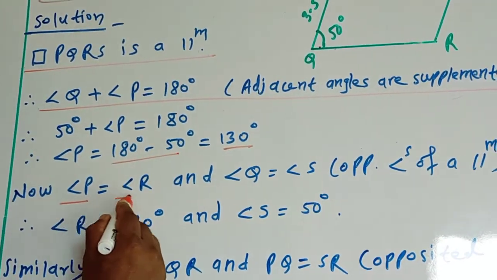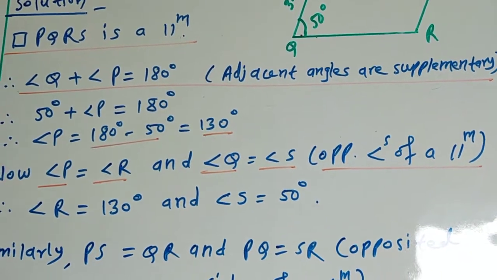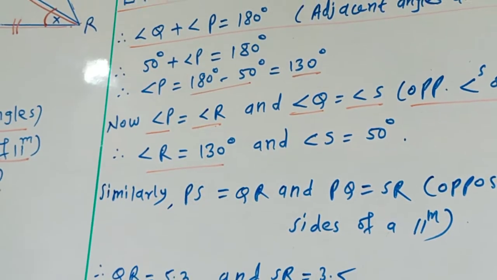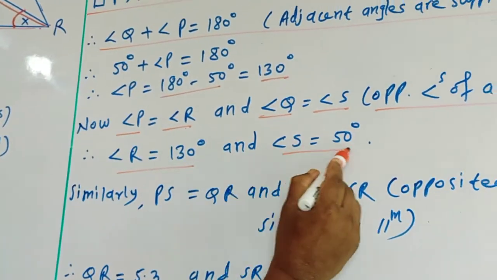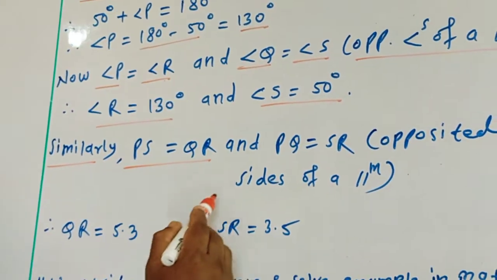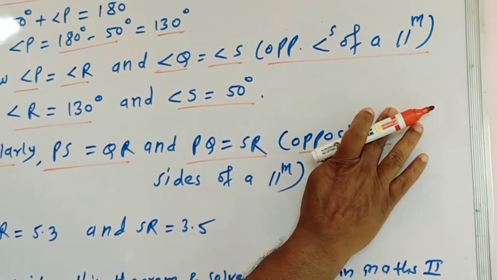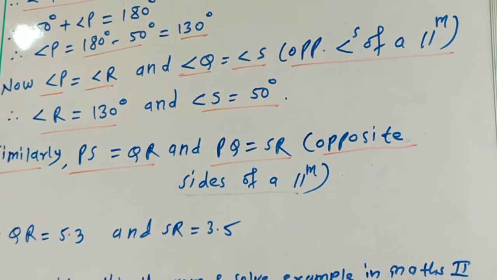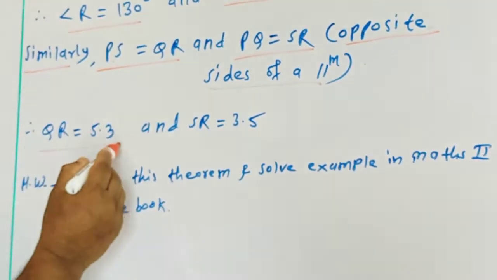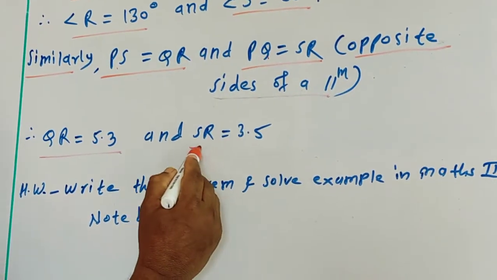Now angle P equals angle R and angle Q equals angle S because opposite angles of a parallelogram are congruent. Angle P is 130, therefore angle R is 130. Angle Q is 50, that's why angle S is 50. Similarly, PS is equal to QR and PQ is equal to SR because opposite sides of a parallelogram are congruent. PS is given 5.3, that's why QR is 5.3. Then PQ is given 3.5, therefore SR is 3.5.